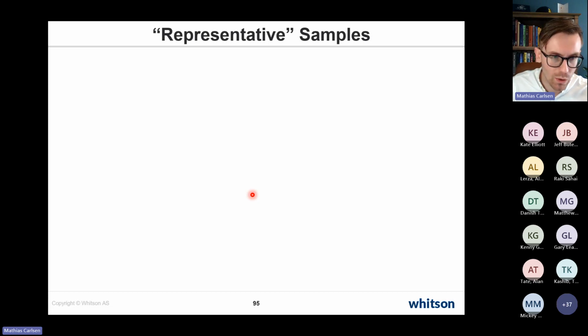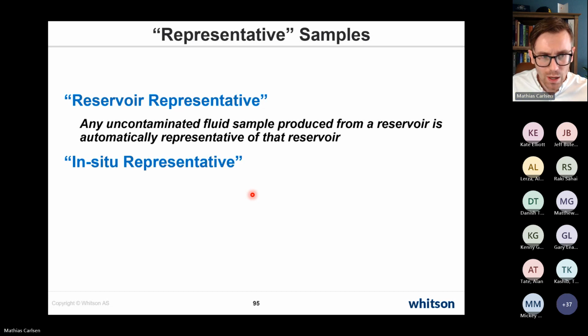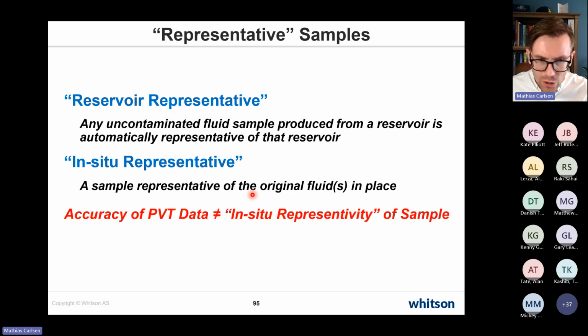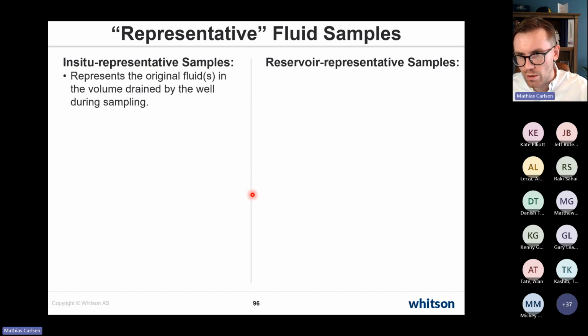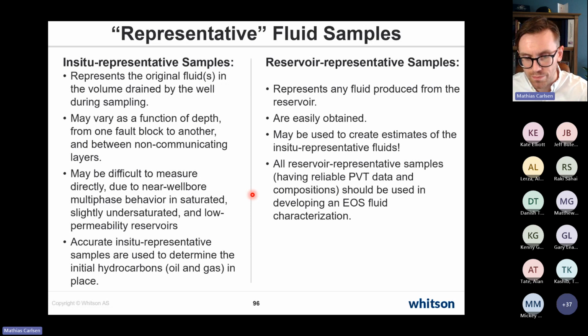Not an issue really for tight unconventionals. So a reservoir representative sample is any uncontaminated fluid sample. In situ representative is a sample that's representative of the original fluids in place. That's what we tried to do in that case study where we went through all those 20 wells. And remember, accuracy of the PVT data has nothing to do with whether that fluid is in situ representative or not. And here is just a little bit more detail on that difference between the two.